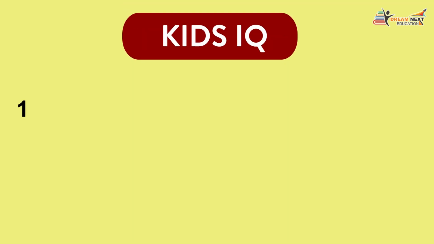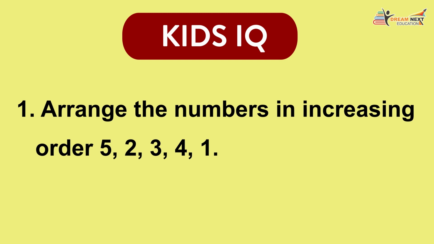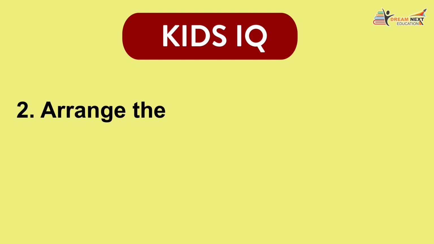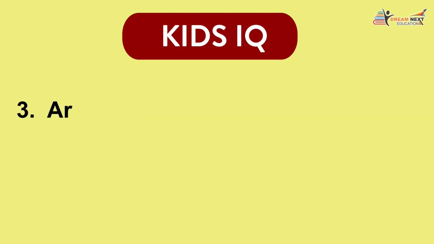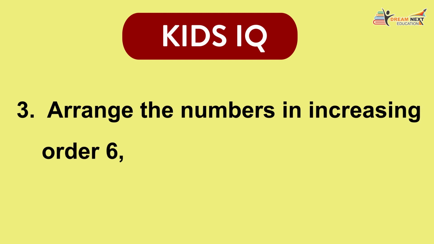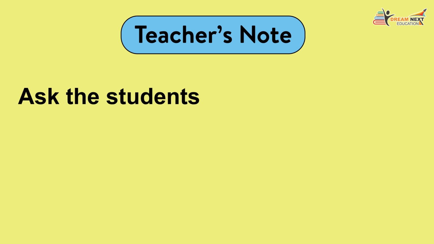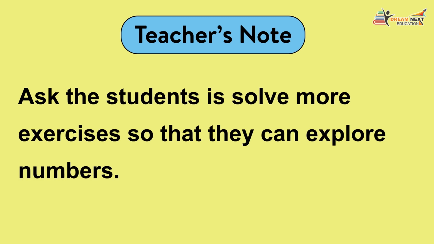Kids IQ. 1. Arrange the numbers in increasing order. 5, 2, 3, 4, 1. 2. Arrange the numbers in decreasing order. 7, 9, 10, 8, 6. 3. Arrange the numbers in increasing order. 6, 1, 8, 3. Teachers note. Ask the students to solve more exercises so that they can explore numbers.